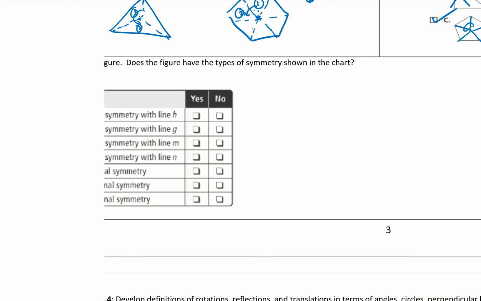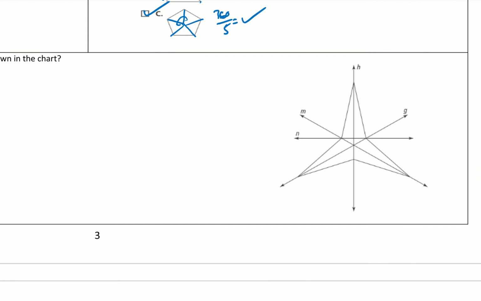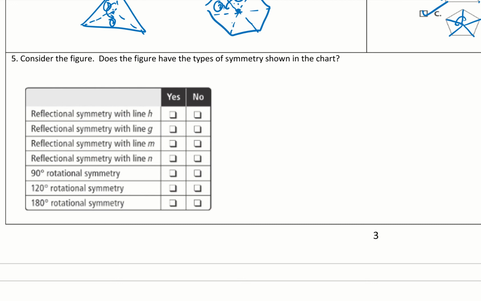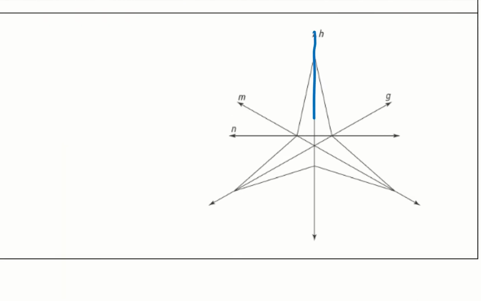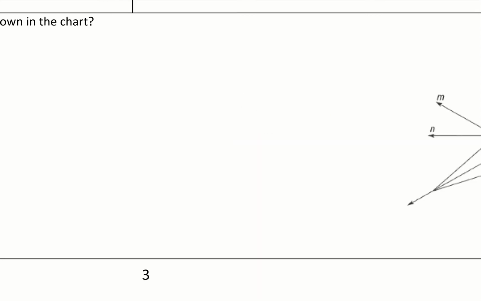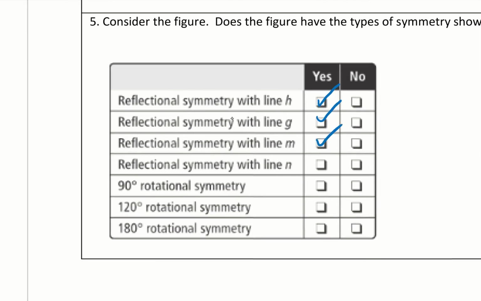Okay, so for number 5, consider the figure on the right here. So this little star shape, I guess. Which of these apply? Is it reflectionally symmetric with line H? Yes, this is a line of symmetry, so you can reflect it and that'll work. Same deal for line G. That's a line of symmetry, I can fold it and it'll work. Same thing for line M. Now it will not work for line N, right? Because that's not a line of symmetry, so it will not fold nicely. So it's H, G, M, but not N.